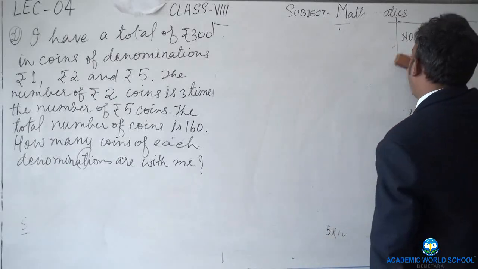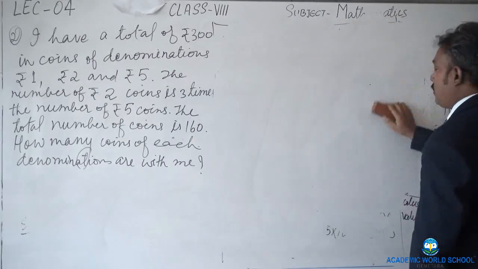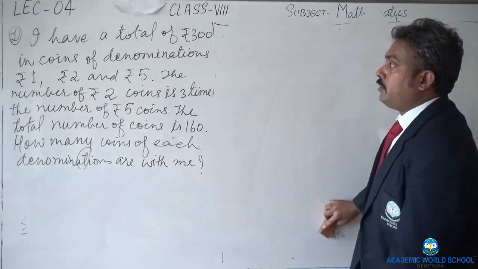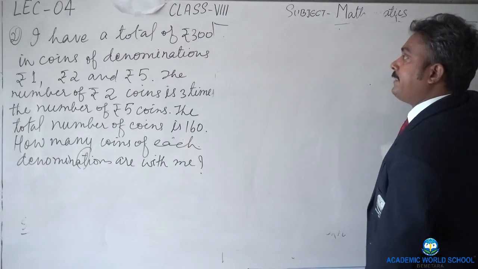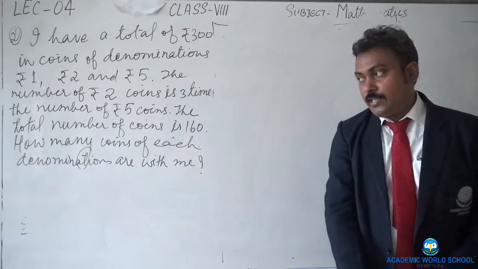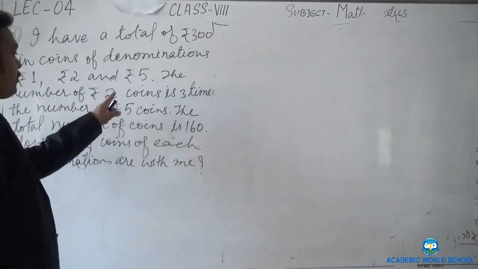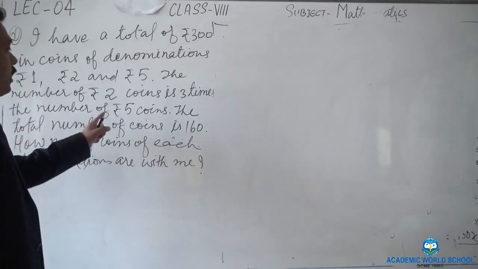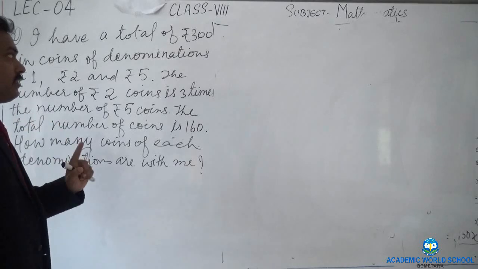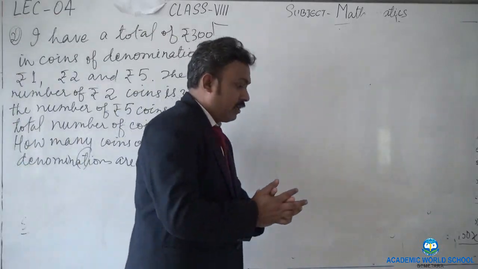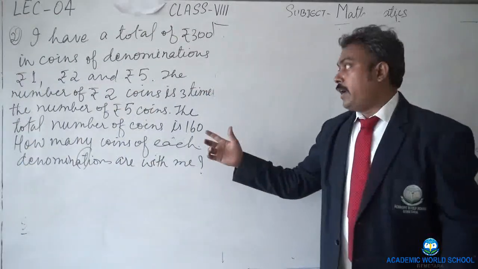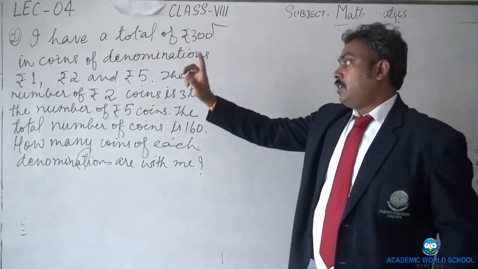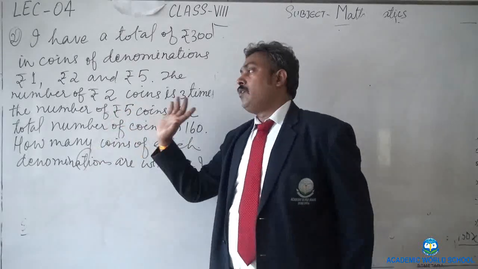I have a total of rupees 300 in the form of coins, right? 1 rupee coin, 2 rupees coin, and 5 rupees coin. Now one condition is given here. Read that. The number of rupees 2 coins is 3 times the number of rupees 5 coins, and the total number of coins is 160. Out of that, 2 rupees coins are 3 times the number of 5 rupees coins.